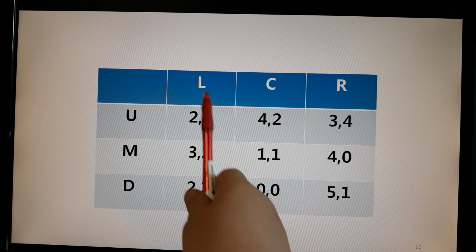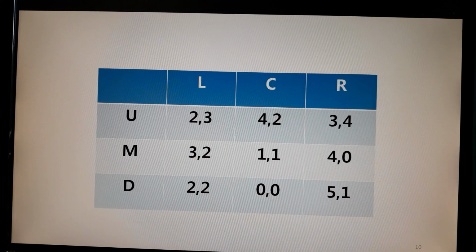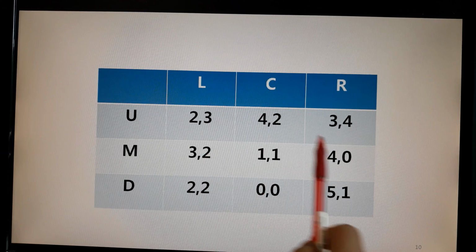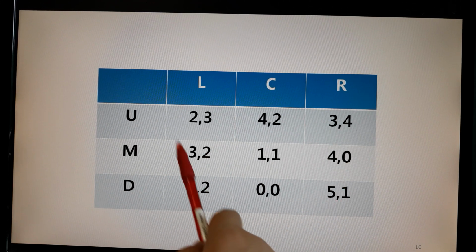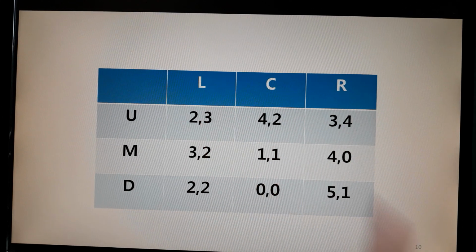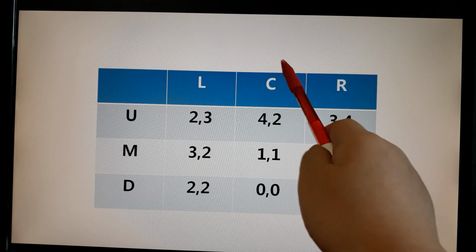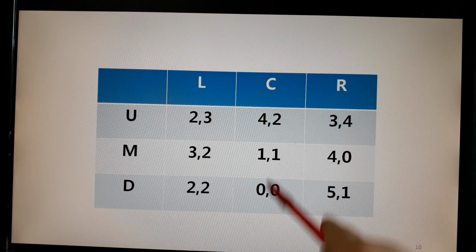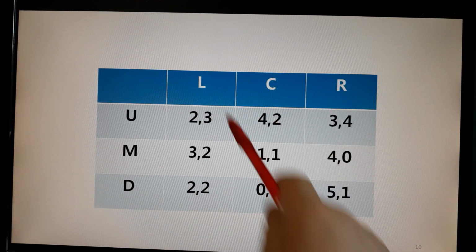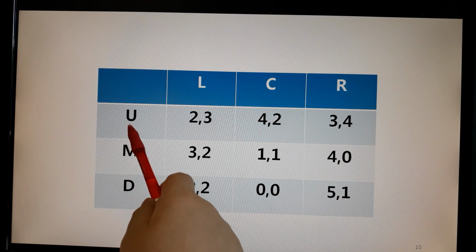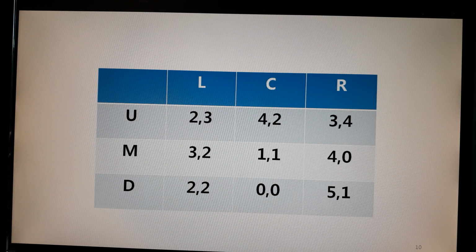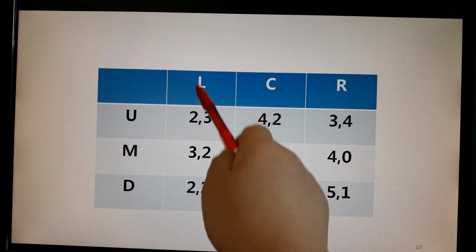Then Bill chooses either L or R. 2 and 0, 2 and 1. So it seems a little bit like L is better, but 4 is bigger than 3. By now, Bill should determine never to choose C, only L or R. If Tom is choosing U, then R is better. If M or D, L is better.